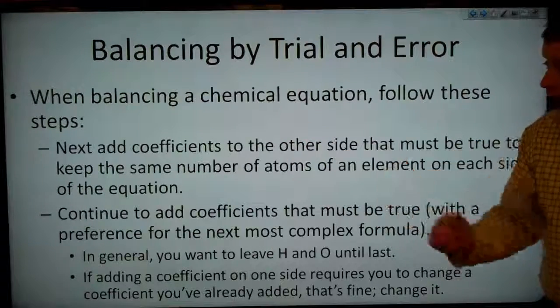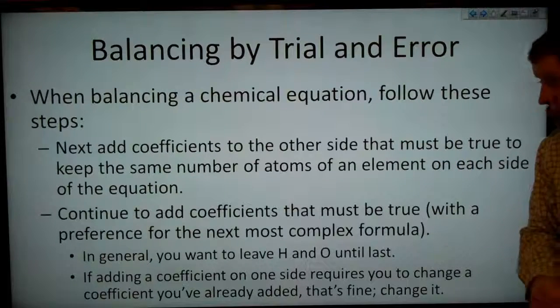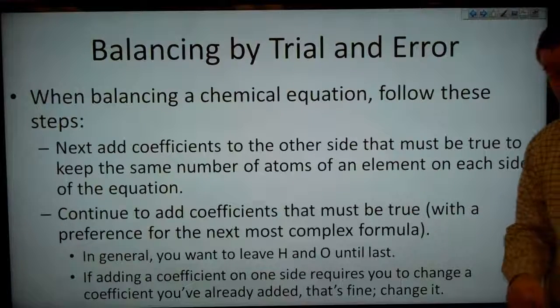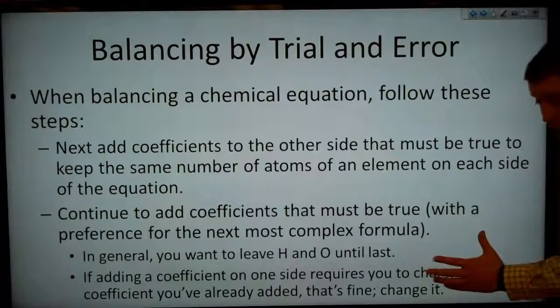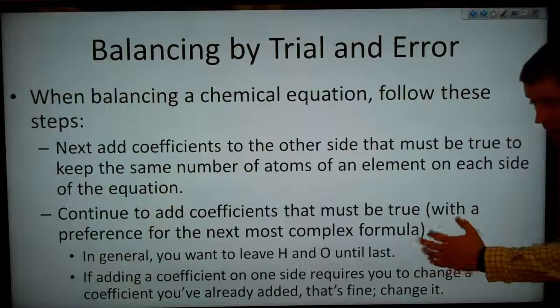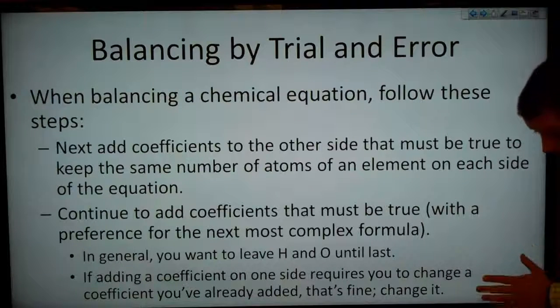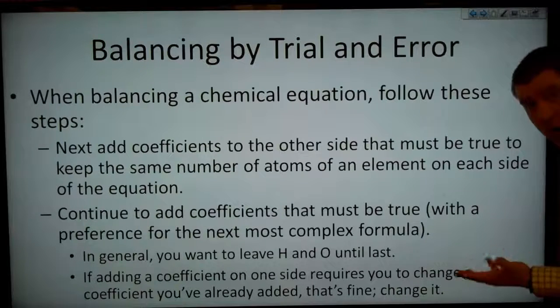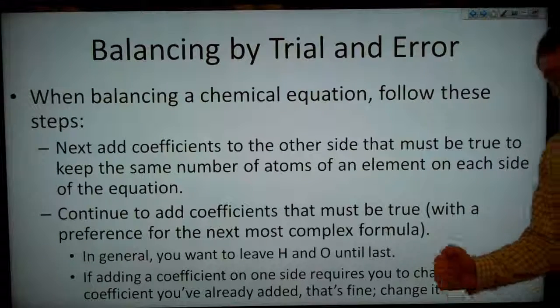Next, add coefficients to the other side that must be true to keep the same number of atoms of an element on each side of the equation. Continue to add coefficients that must be true, with a preference for the next most complex formula, working your way down to the very simplest form. In general, you're going to want to leave hydrogen and oxygen until last. And if adding a coefficient on one side requires you to change a coefficient that you've already added, that's fine. Go ahead and change it, and then you're going to have to look at that element again and balance for it again.